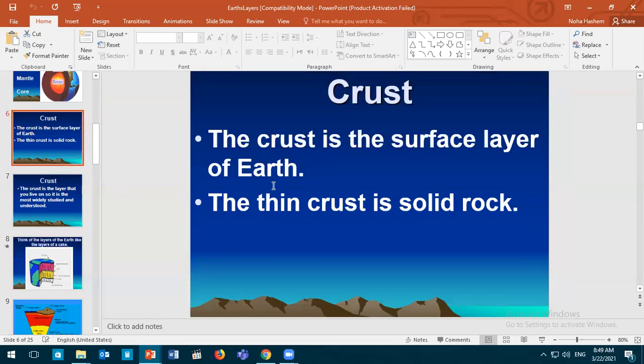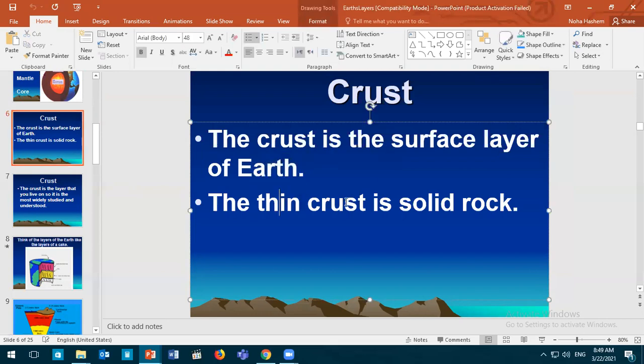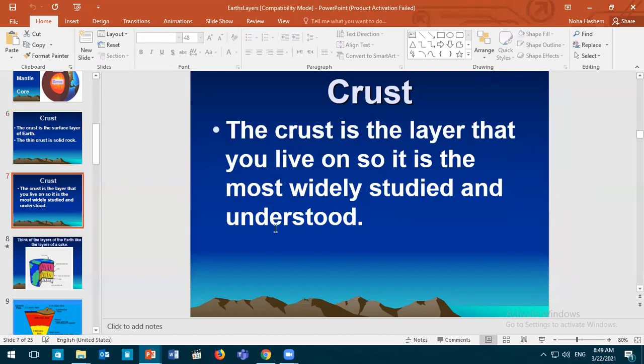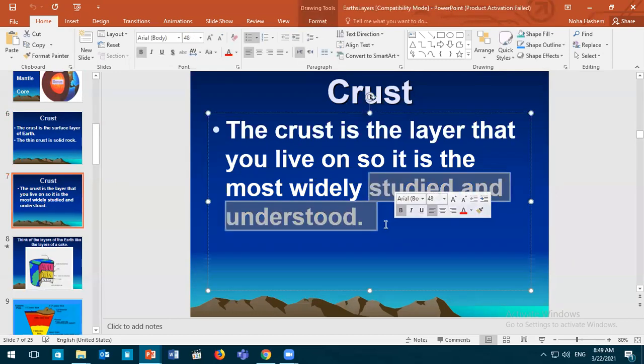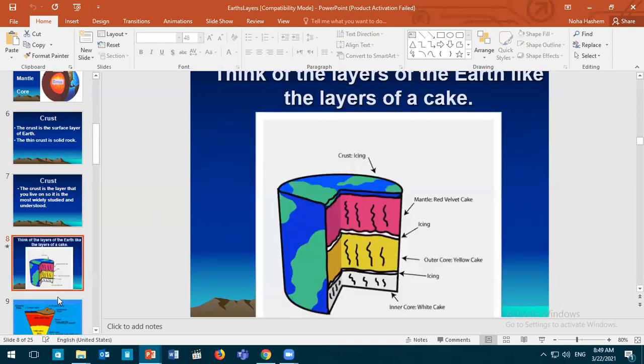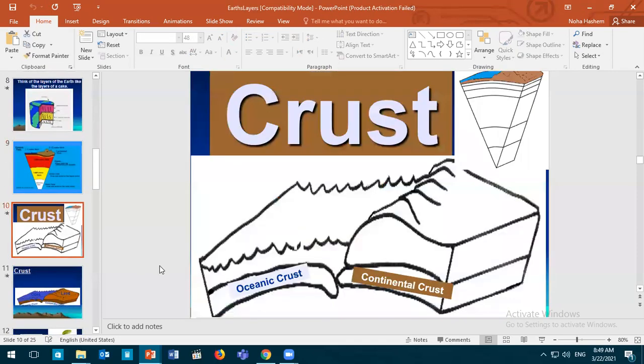As we said, the crust is the surface of the Earth, and it's so thin, and it's made up of solid rocks, of course. The crust is where we live, and that's why it's one of the layers that are most widely studied. Obviously, where we live is where we get to do our research, right?